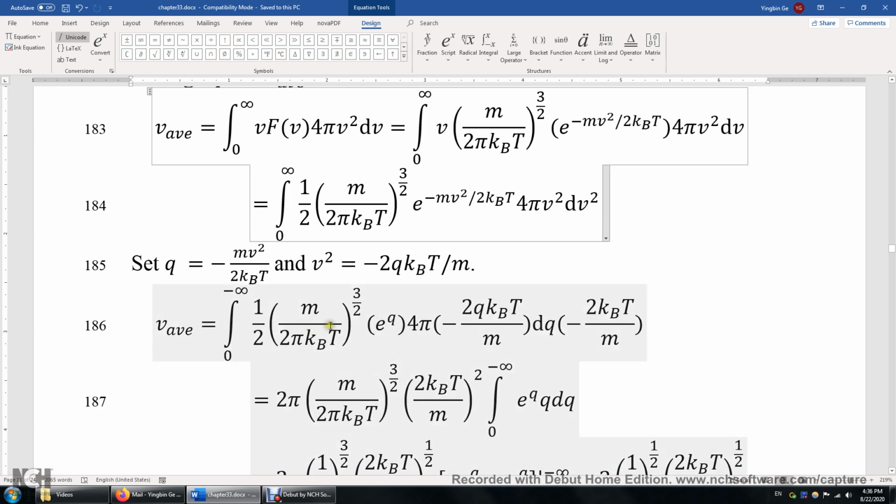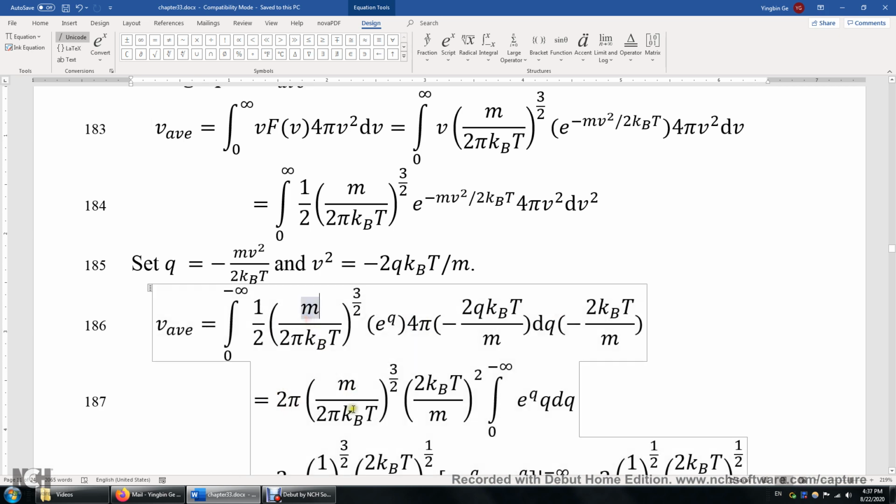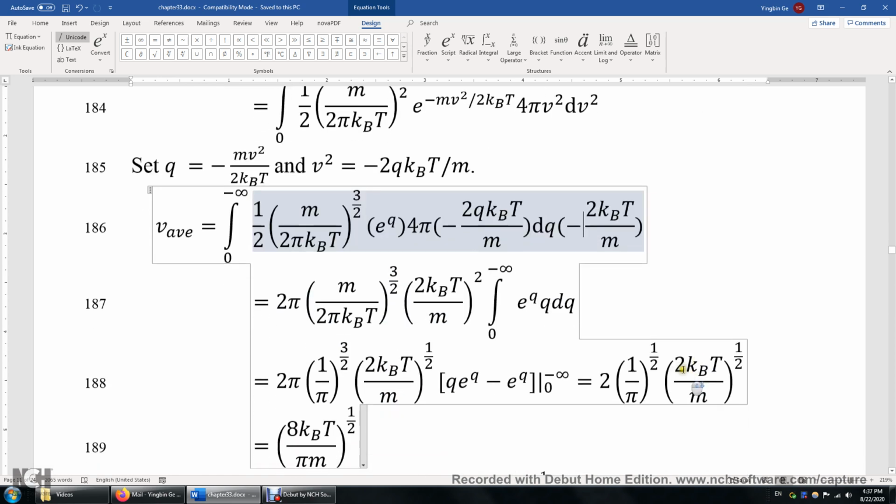First, we take all constants out of the integral. So you have 4 pi and 1/2, it becomes 2 pi. And then we copy this to here, and then we have this 2 kBT over m over here, another 2 kBT over m, put it in here. We have a negative sign here, another negative sign here, they cancel. All right, so really we just need to integrate this e to the power q times q. All right, so that's easy.